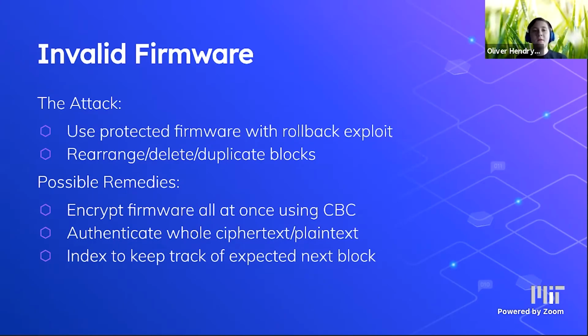Our next attack was the invalid firmware attack. Because there were separate blocks of CBC encryption, and there was no check on the ciphertext as a whole, nor on the plaintext as a whole, we were able to use the firmware version that we had upgraded to a newer version to have it be accepted by the bootloader. We were able to rearrange, delete, or duplicate blocks of data within that firmware to create a still valid firmware that would be accepted by the bootloader, but didn't contain the right plaintext when it was decrypted. Some possible remedies would be to encrypt the firmware all at once using CBC, authenticate the whole ciphertext or plaintext, or use an index to keep track of each block and how many blocks there should be.